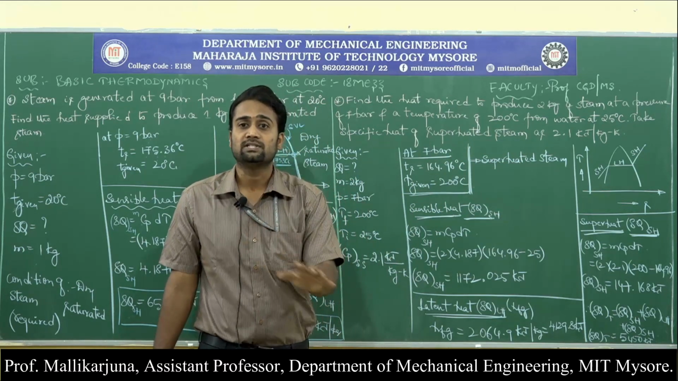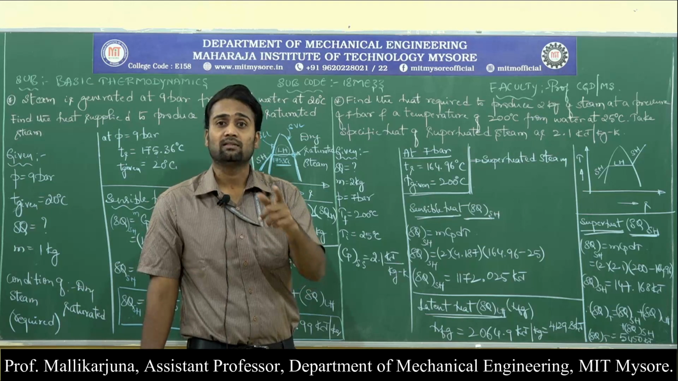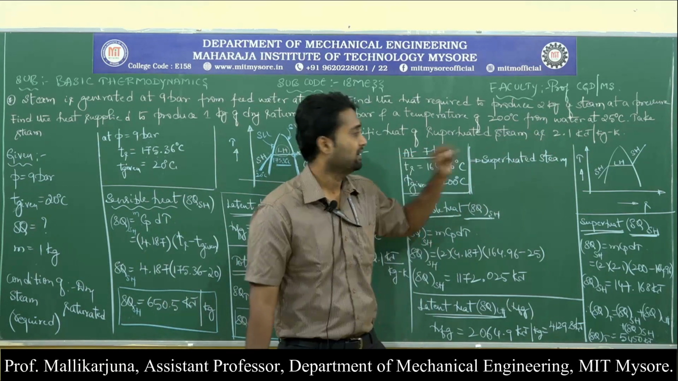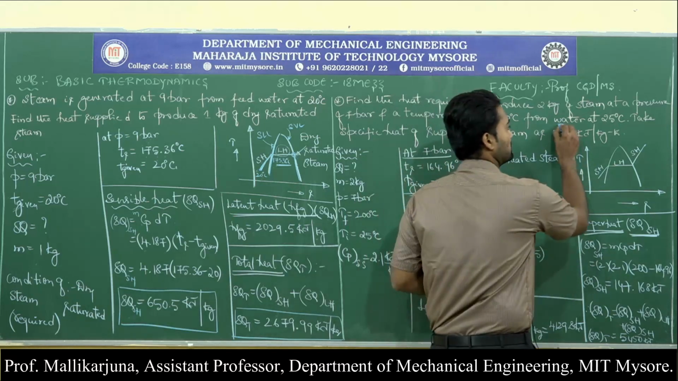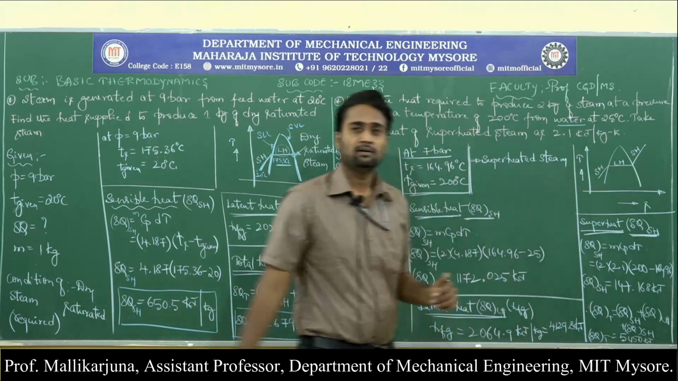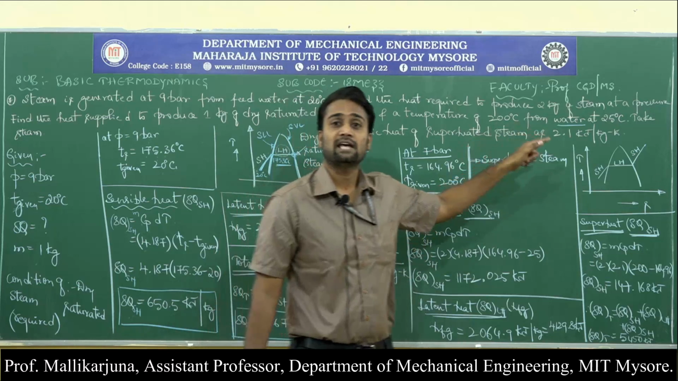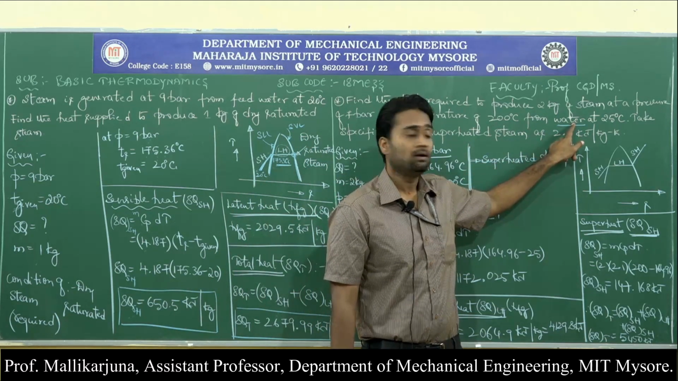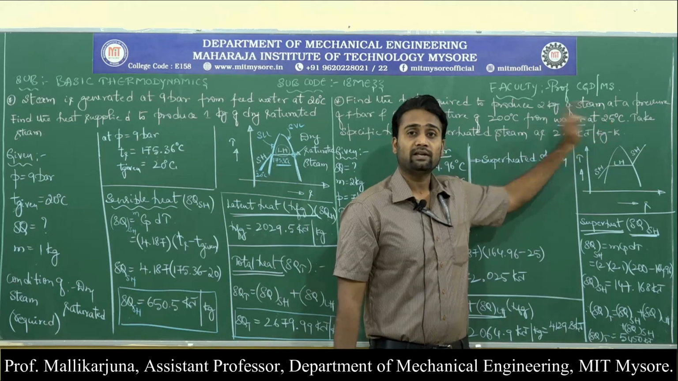The final condition is decided. What is the initial condition? That also needs to be decided. From water at 25 degrees centigrade. He has given two clues to us. From water, he has clearly mentioned it is not the saturated water. The question is saying that it is the ordinary water whose temperature is 25 degrees centigrade.